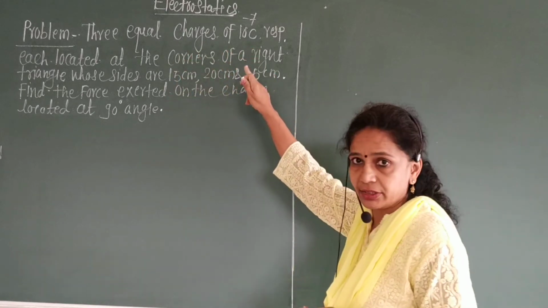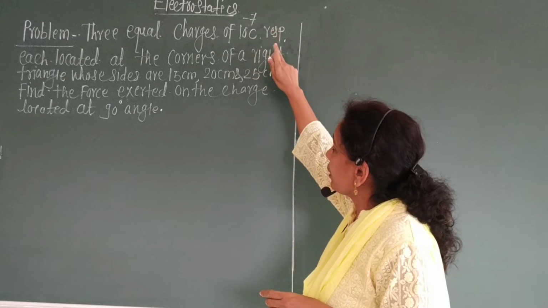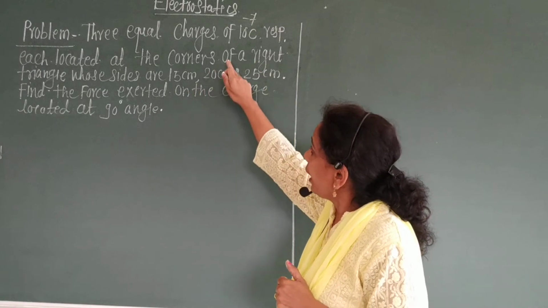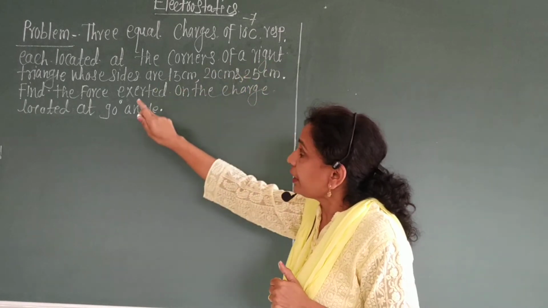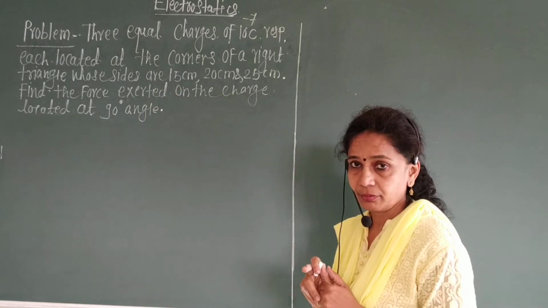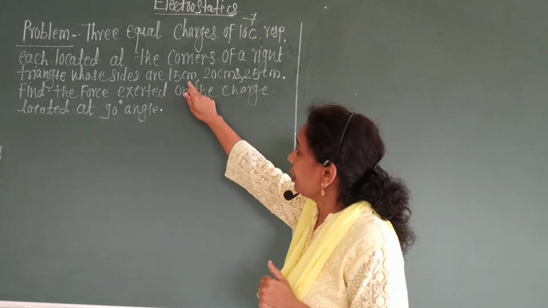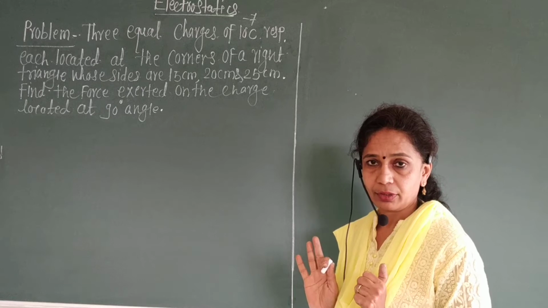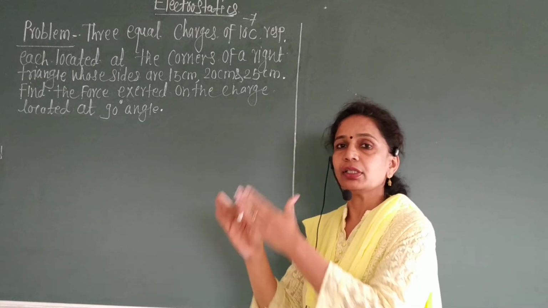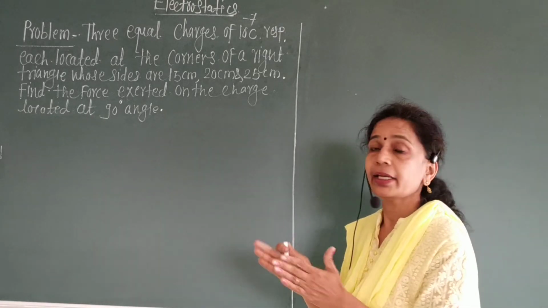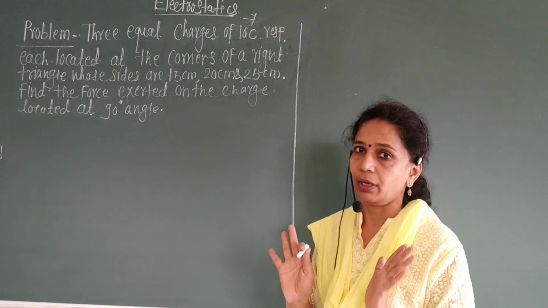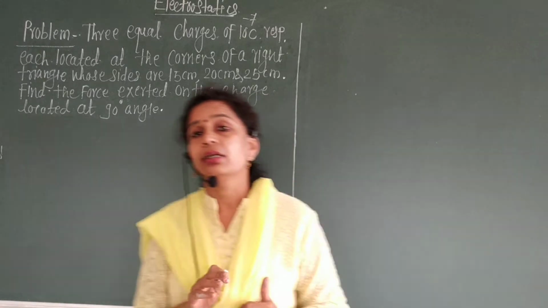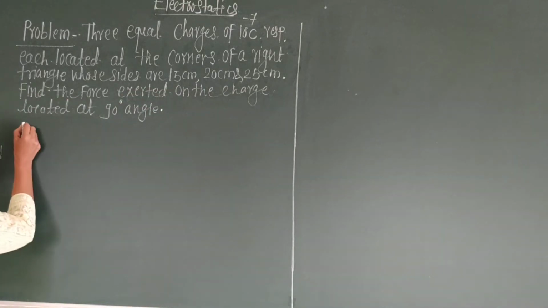Three equal charges of 10 raised to minus 7 coulomb, each located at the corners of a right angle triangle whose sides are 15 centimeter, 20 centimeter and 25 centimeter. The charges are the same: Q1 = Q2 = Q3 = 10 raised to minus 7 coulomb, located at a right angle triangle. Let us draw the diagram related to this problem.